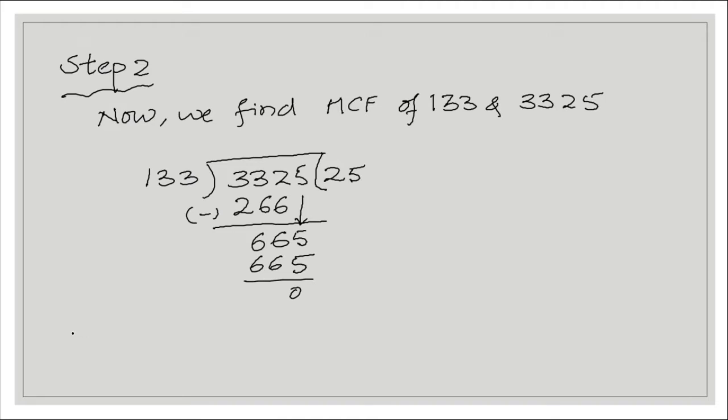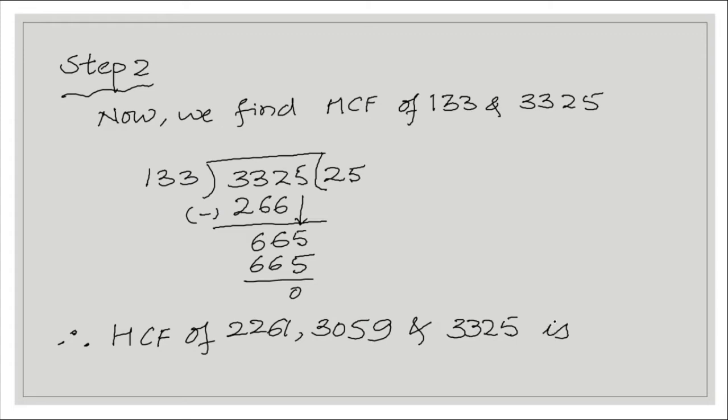Therefore, the highest common factor of 2261, 3059 and 3325 is 133. Hope you have understood this. We shall solve application of this type of highest common factor. I have brought in some questions for you. We shall solve one by one.